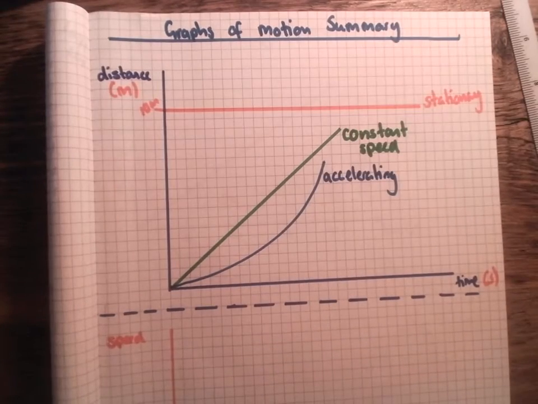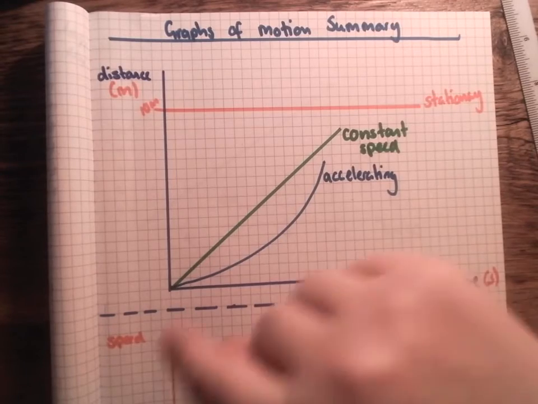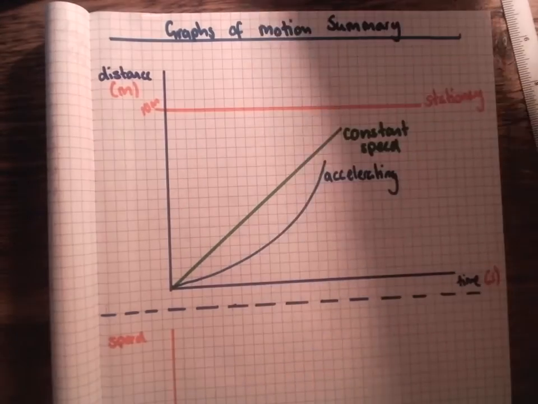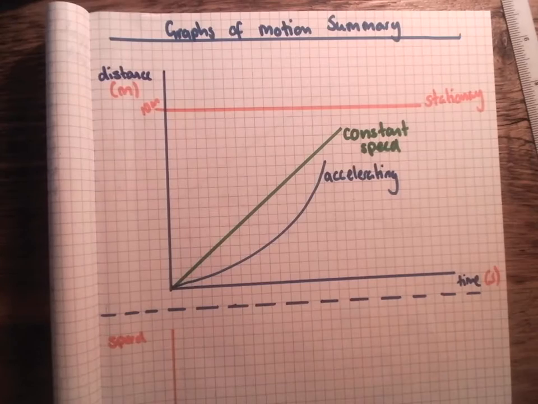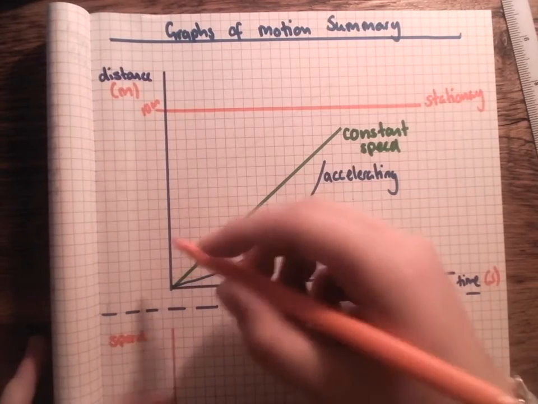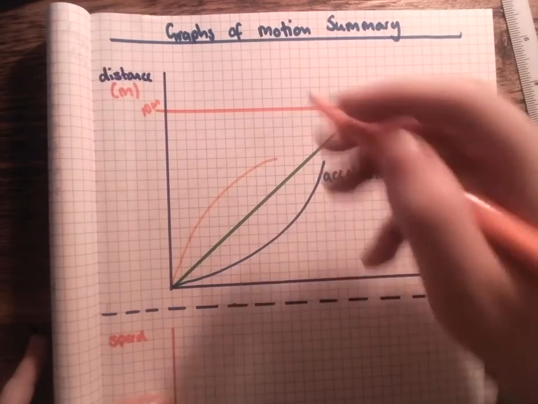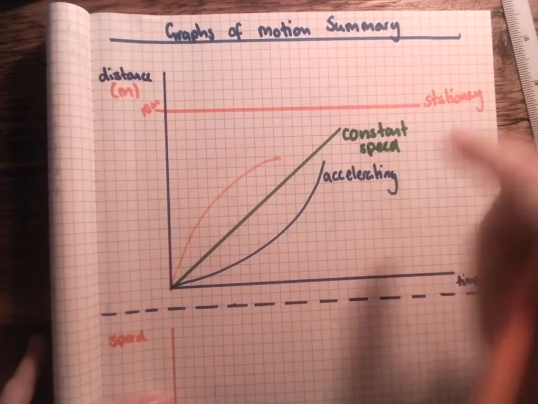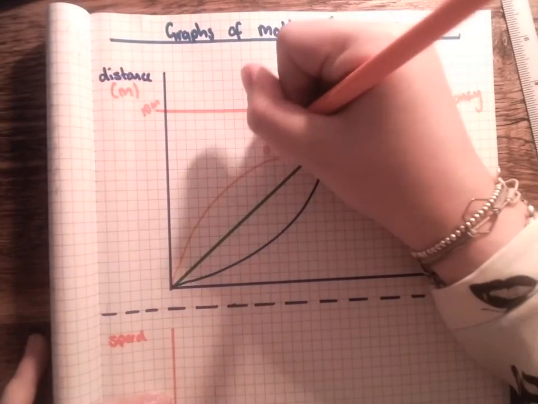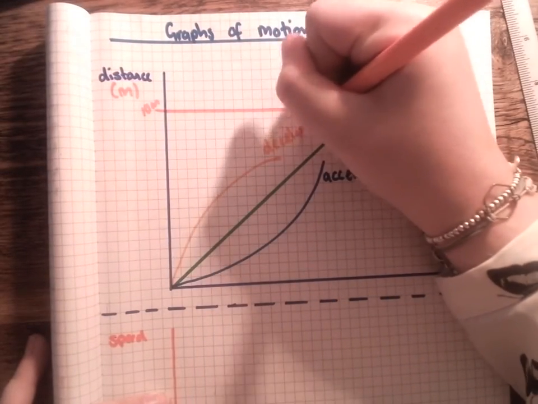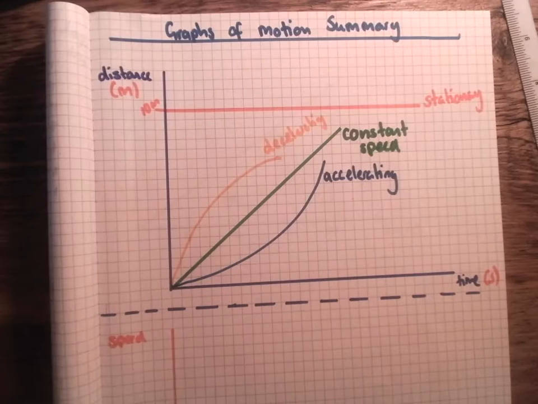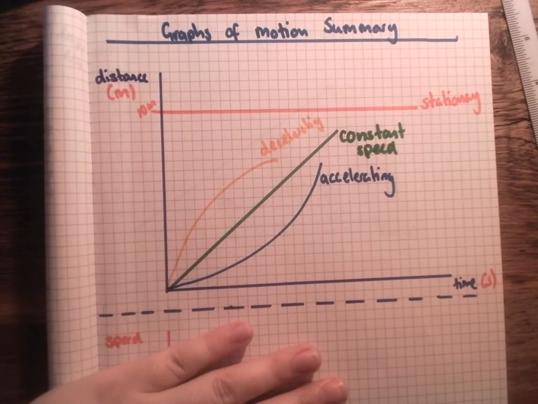The opposite is if we are decelerating. With decelerating, we're covering less distance in the same amount of time. So my distance is still increasing, but it's going to start curving off and eventually curve back to stationary, where it's going to curve down. So that one would be decelerating.